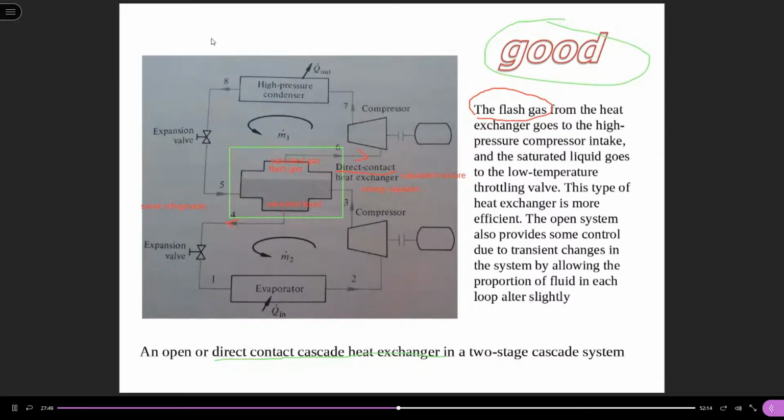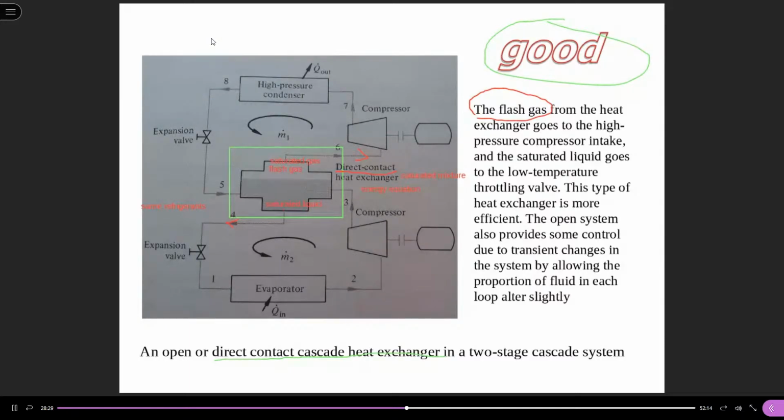So for this type of heat exchanger, we can see it's with direct contact, and it's a saturated mixture. The saturated gas will go to the high pressure compressor intake for compression, and the saturated liquid will go to the low pressure throttling, low temperature expansion valve. So we can see this type of heat exchanger is more efficient. Just there is a mixing process.